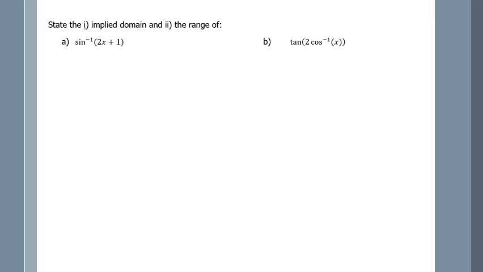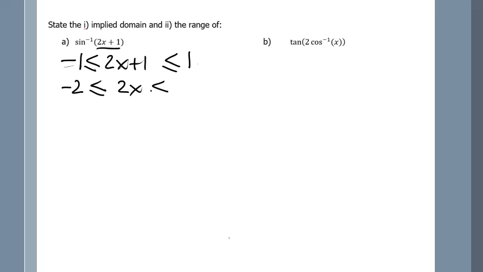To find the implied domain and the range of sine inverse of 2x plus 1, our sine inverse graph has a domain of negative 1 to 1. So inside our bracket, 2x plus 1 must be between negative 1 and 1. If I get rid of the 1 and bring it outside, I end up with negative 2 is less than or equal to 2x, which is less than or equal to 0. And then if I divide my 2 out, I get negative 1 is less than or equal to x, which is less than or equal to 0.